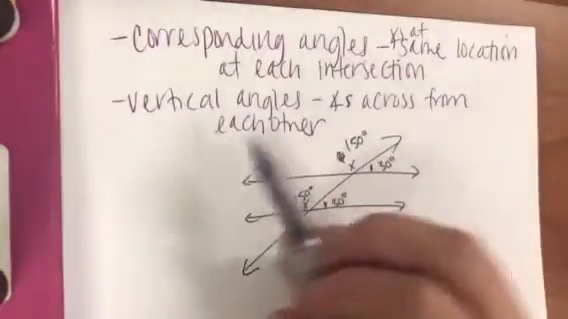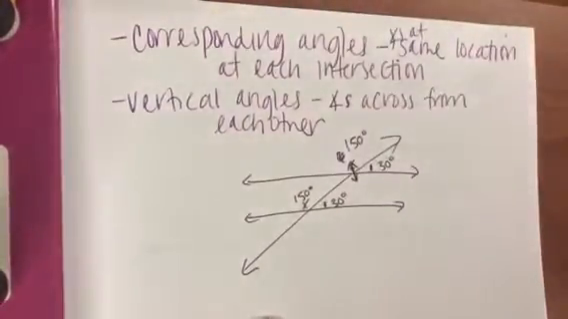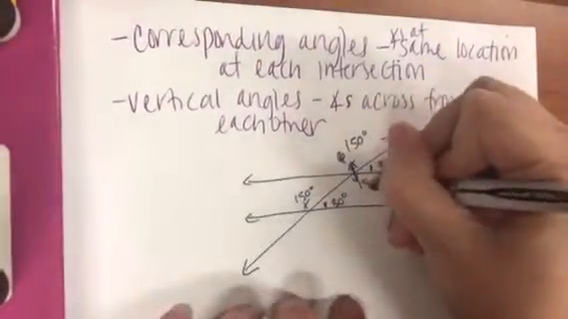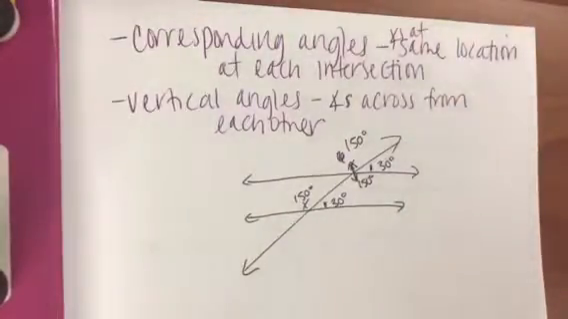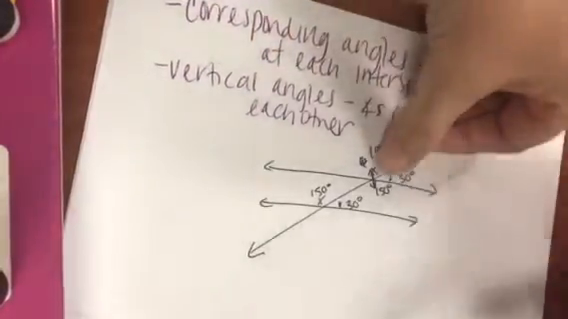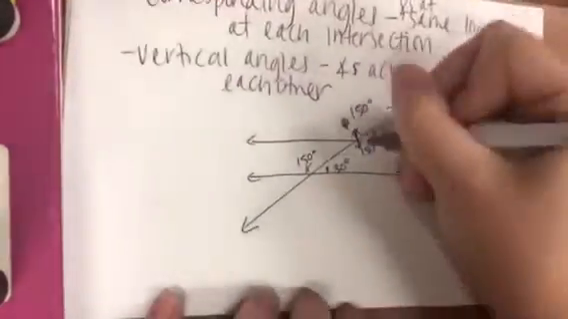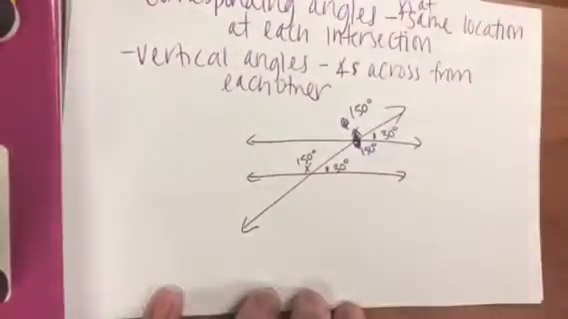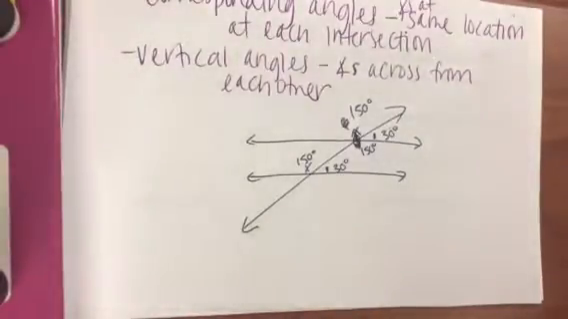And a vertical angle is the ones that are across from each other. So these two are vertical angles. And again, a vertical angle and a corresponding angle are going to be the exact same amount of degrees. Remember, vertical means to go straight up and down. So if you look at it, it's going straight up and down. Those are your vertical angles. Their little vertices are the same. They're going to share one, because they're opposite angles, so they're going to be the exact same. So those are your vocabulary words.